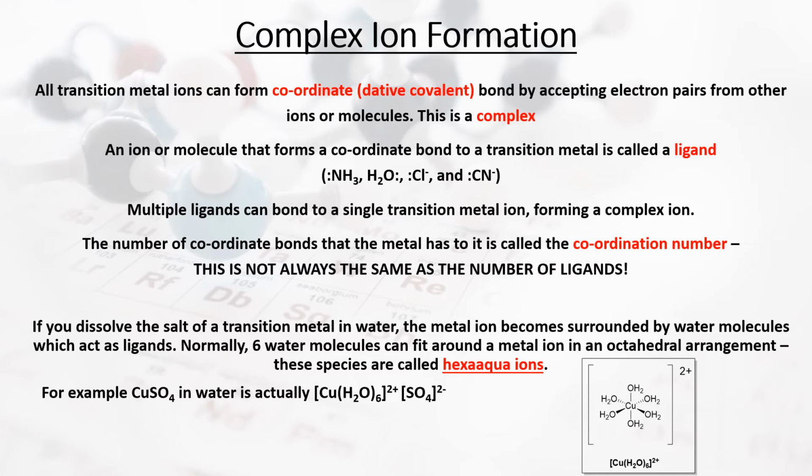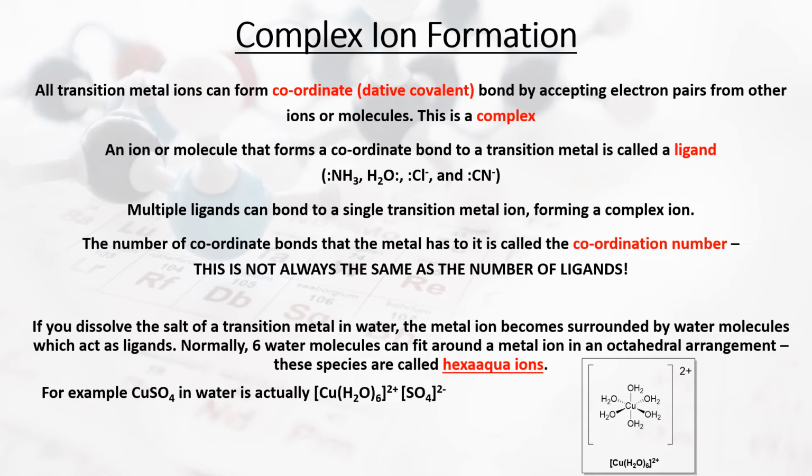Now, the number of coordinate bonds that the metal has is called the coordination number. So the coordination number is simply how many coordinate bonds we have. The key thing is that this is not always the same as the number of ligands. As we'll see on the next few slides, some ligands can make more than one coordinate bond. They have more than one lone pair that can be used in a coordinate bond.